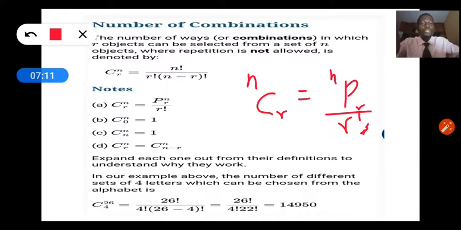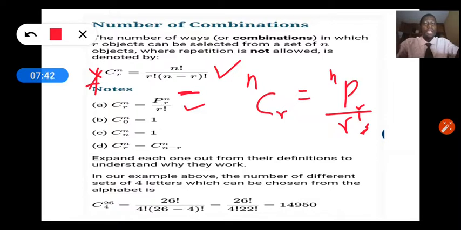Permutation is n factorial over n minus r factorial. So merging the two together, I have this formula. So this becomes the valid formula for combination. But we didn't use this formula in the last example because we were trying to show the difference between permutations and combinations. So this has also been stated here for us. So combination is a function of permutation. So take note of this.